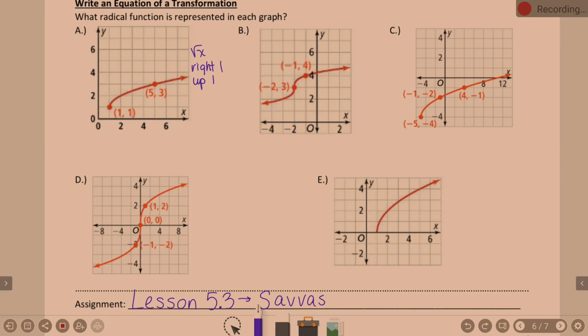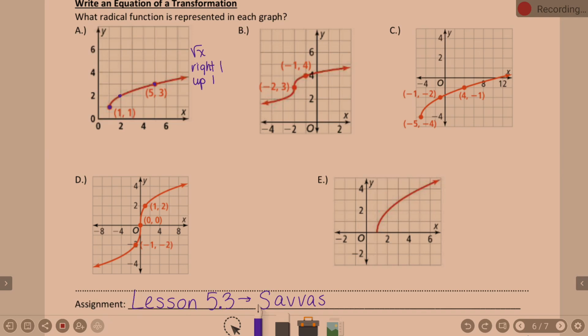Any reflection? No. The big thing to check, is there a stretch? No. And here's what I would think. Okay, 0, 0. Our next point should be over 1 up 1. Our next point should be over 4 up 2. Does that fit the right mold? Yeah. So it's a normal graph.